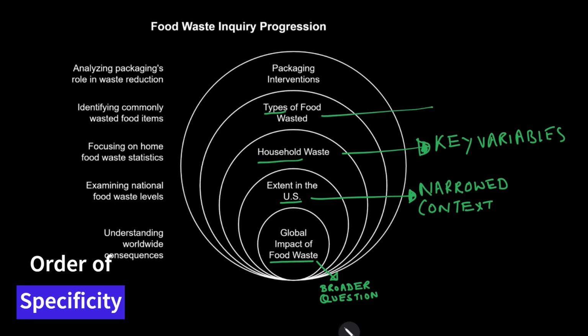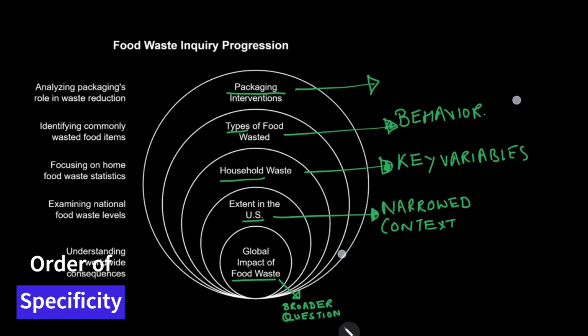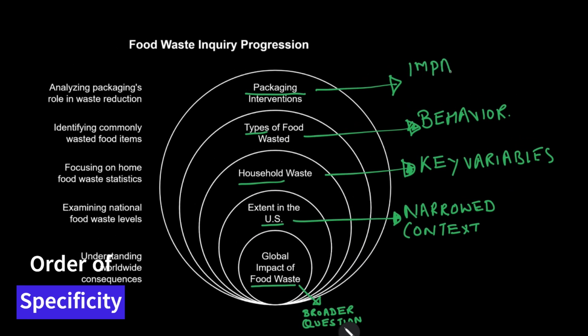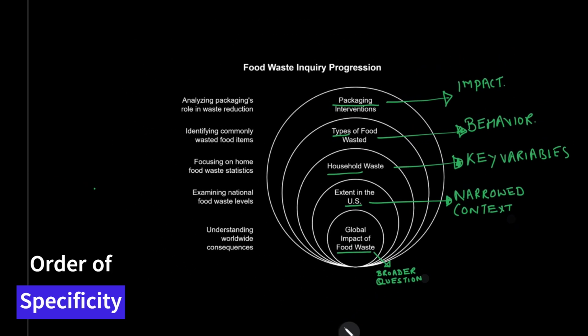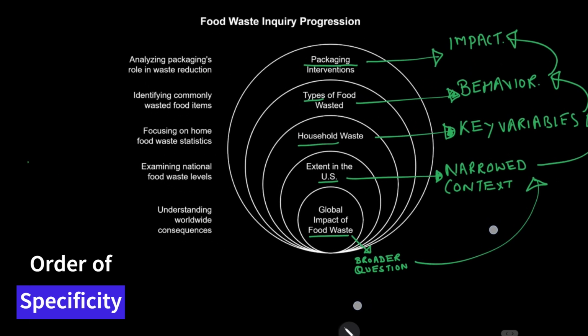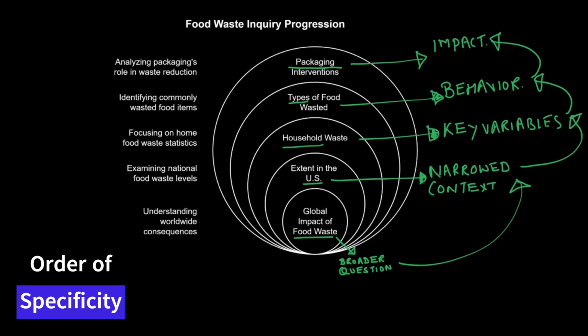Then further down, we can drill deeper by investigating particular behaviors or outcomes. For example, what type of foods are most commonly wasted in US households? So earlier we went up to US households, so we narrowed down on one context and took it further. What type of food in US households? So we're again getting deeper by investigating a particular behavior or outcome within that context.